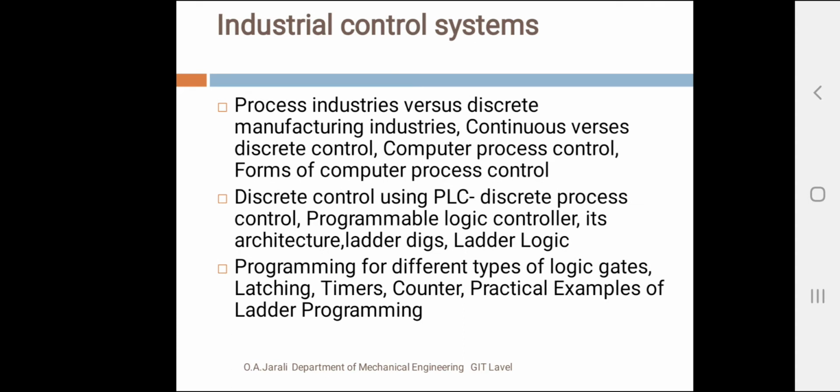In the fifth module, that is industrial control systems, we will discuss process industries versus discrete manufacturing industries, then continuous manufacturing systems versus discrete control systems. Then we will discuss computer process controls, forms of computer process controls. Also we will discuss discrete control using PLCs. So here programmable logic controller we will discuss, and its architecture, ladder logic we will discuss.